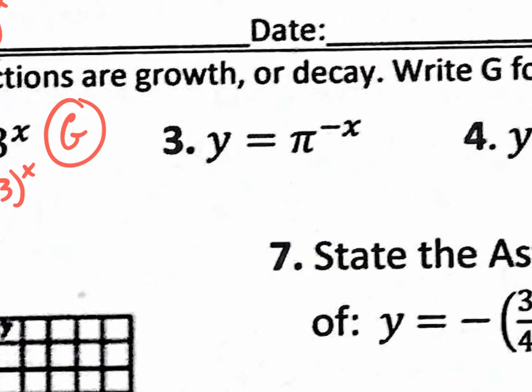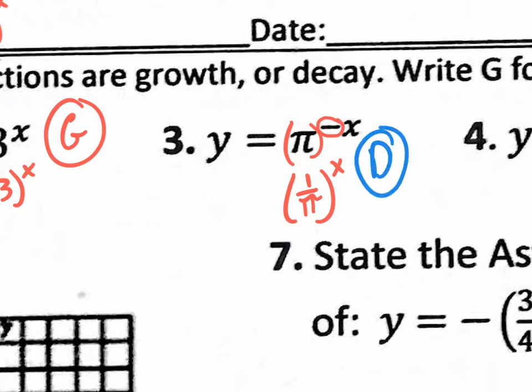Number 3, growth or decay? Decay. Why is that? Because then it's going to be like 1 over 3.14. Whenever you have a negative exponent, you have to flip that base. You have to do the reciprocal of that base. So that's really going to be 1 over pi to the power of x. And this is definitely less than 1. 1 divided by 3 point something is going to be less than 1, right? So it's definitely a decay. Hope you guys are seeing that, understanding that.